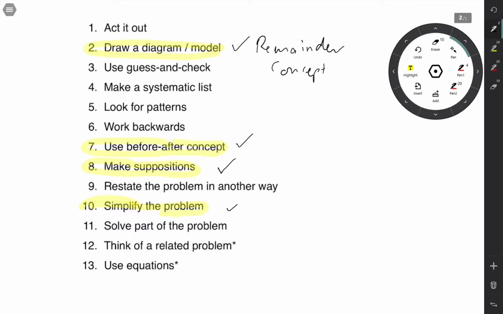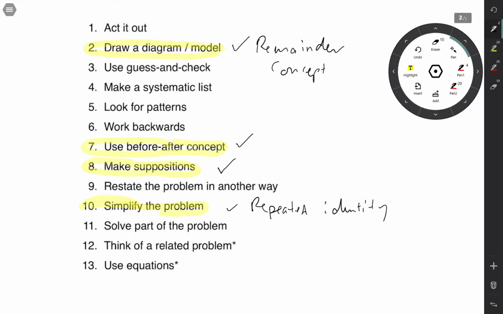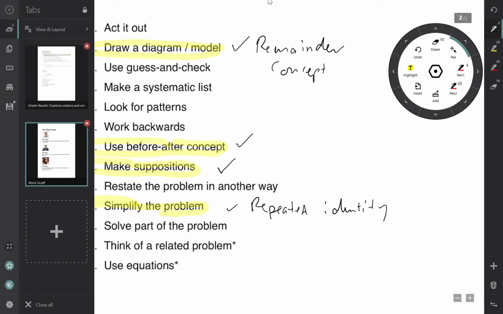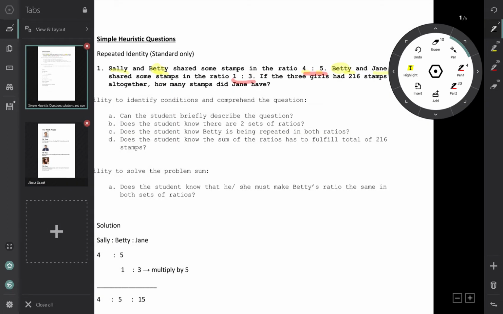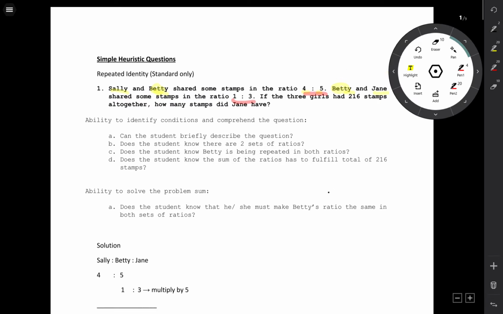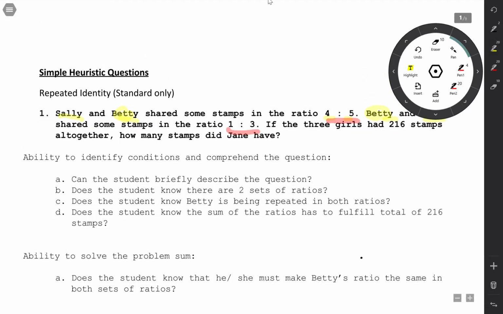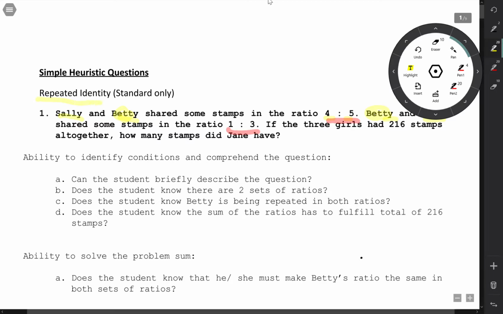Okay, so the first one that I want to go through, sorry, we call it the repeated identity. So the first concept that we're going through is repeated identity. Okay, so this is the one. The very first concept, heuristics, repeated identity.